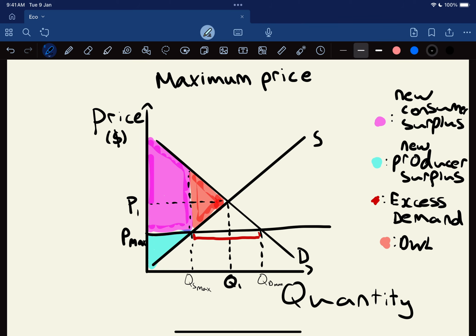So guys, our producer and our consumer surplus are no longer being maximized, okay? So there's a deadweight loss and our market is no longer allocatively efficient, all right? And then finally, guys, this red area in here, which I just touched on before, is going to be our excess demand, okay? So there's going to be a shortage in the market. Now, quite often, what this could mean is that a black market, some sort of illegal market under the government, could pop up.